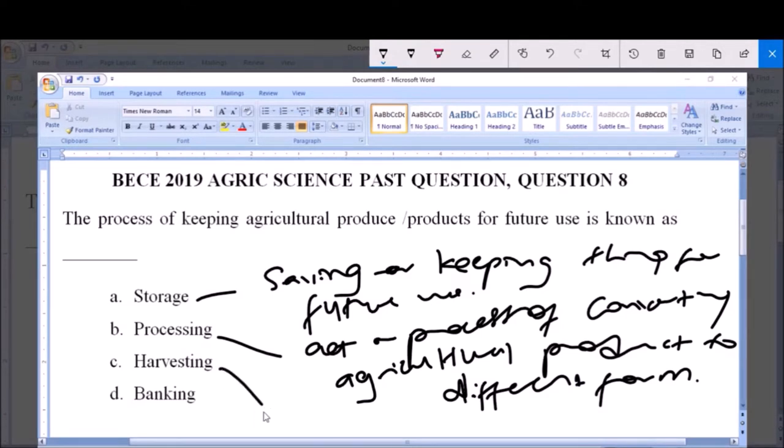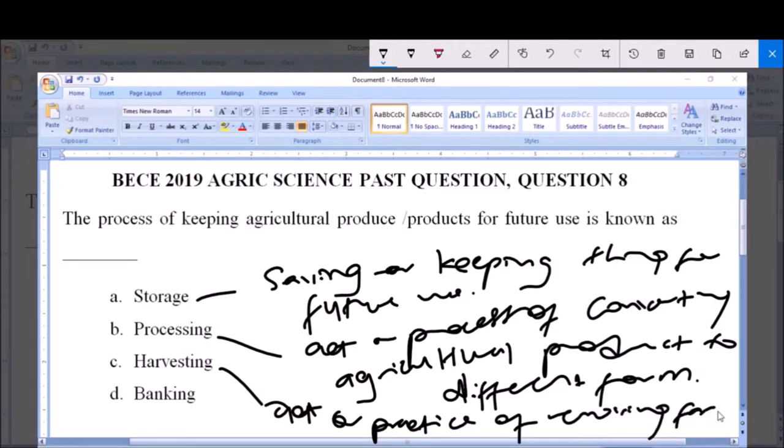Now C is harvesting. Harvesting is the act or practice of removing farm produce. That's harvesting. Removing farm produce from the farm when they are grown, when they are mature, the act of removing them from the farm is known as harvesting. Then banking here has to do with money.